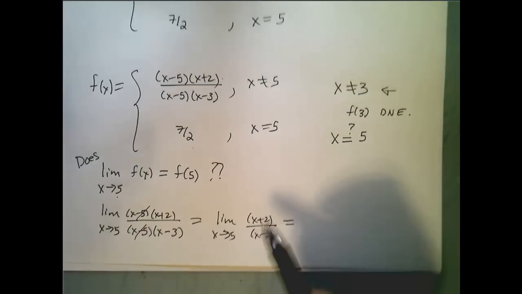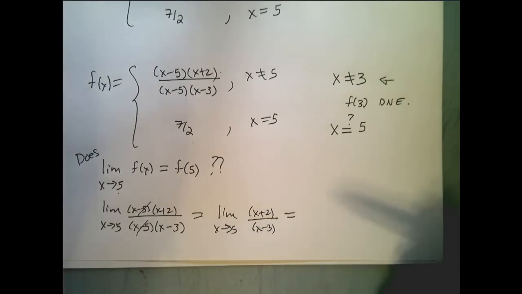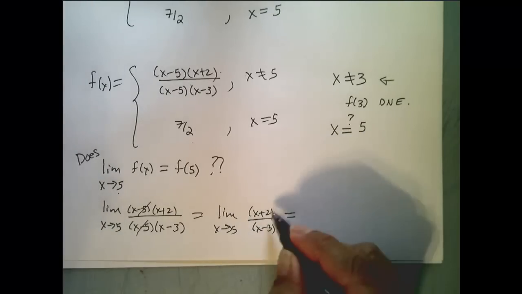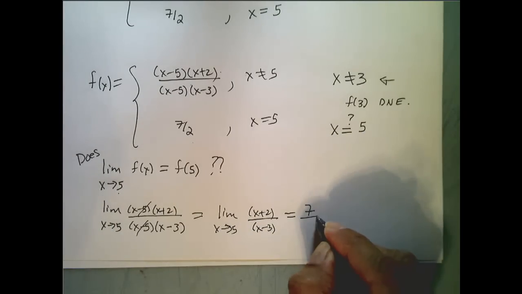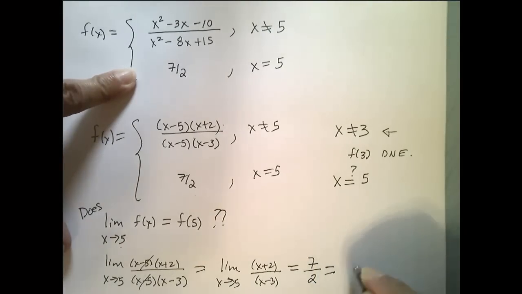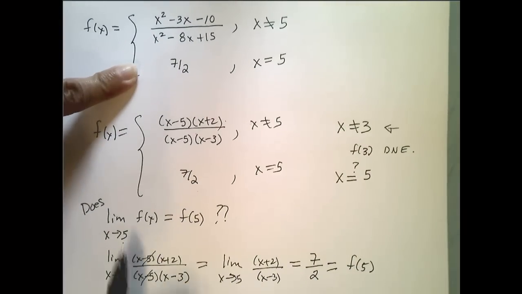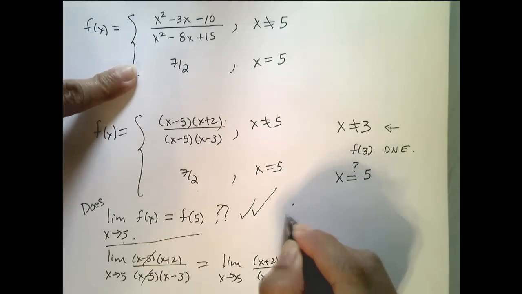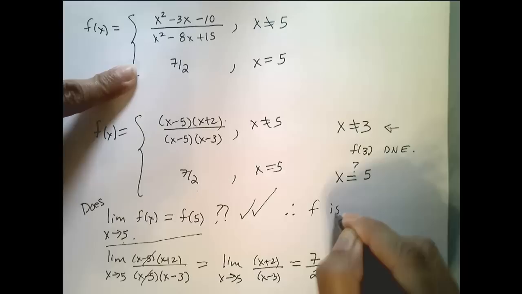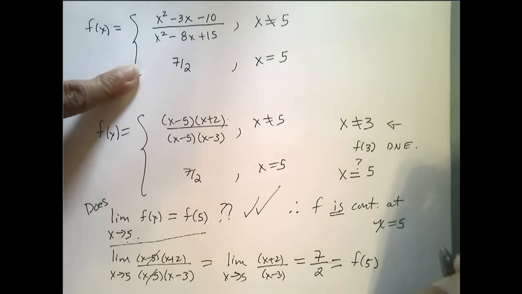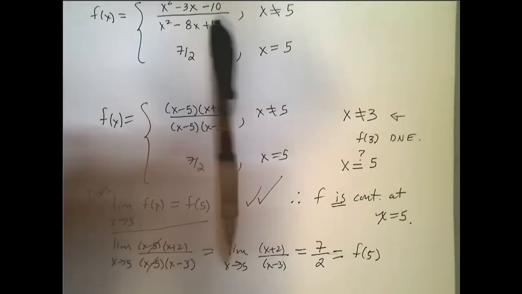Now, I can do direct substitution provided I don't get 0 on the denominator. If I plug in 5, I get 7 over 2. And by the way, that is in fact what f of 5 equals. So I have shown that the limit as x approaches 5 of f of x is indeed f of 5. Therefore, f is continuous at x equals 5. Go do some practice.